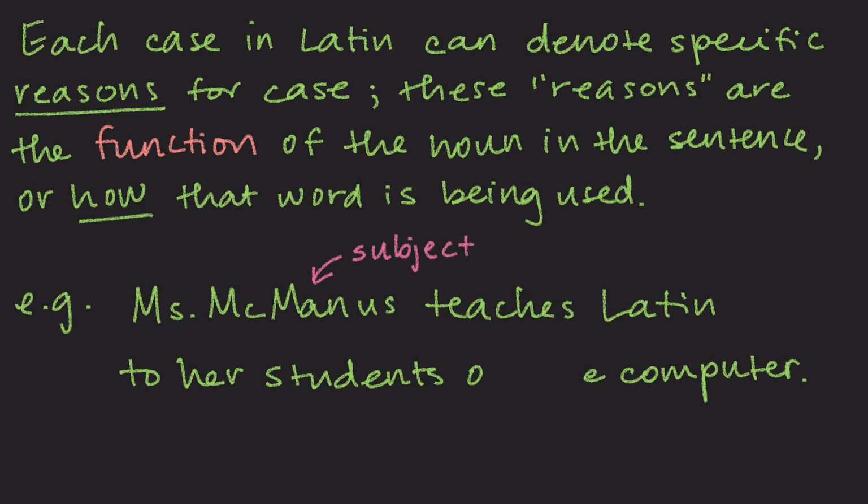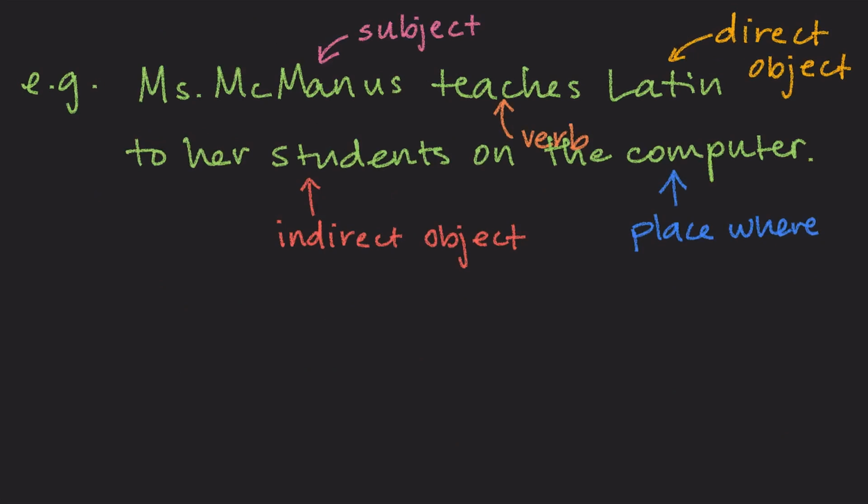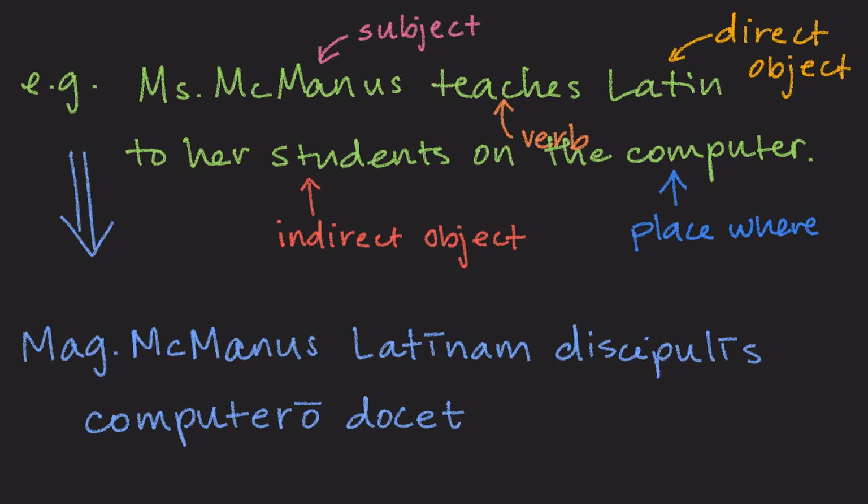Miss McManus in this sentence is the subject. Teaches is our verb. Latin is the direct object, meaning it is the thing that she is teaching. The students are the indirect object. They are being taught. They're receiving the direct object. On the computer is the place where the teaching is happening. If we were to write this sentence in Latin, we would get Magistra McManus Latinum discipulis computero docet.